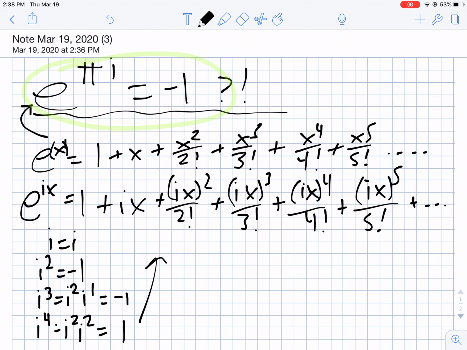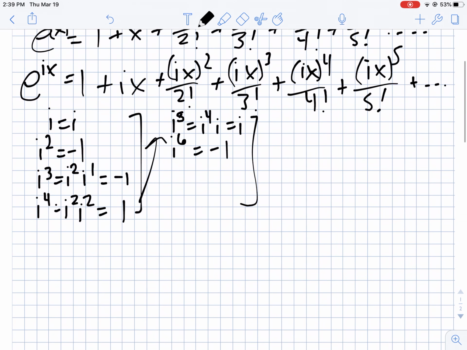So when you keep going, i to the 5th is equal to i to the 4th times i, which is 1 times i, which is just i. i to the 6th is i to the 5th times i, so that's -1. So these four just repeat over and over again, kind of like the sine and cosine derivatives.